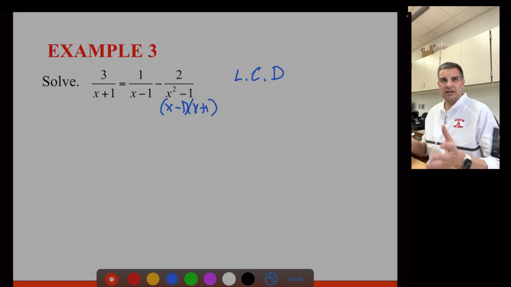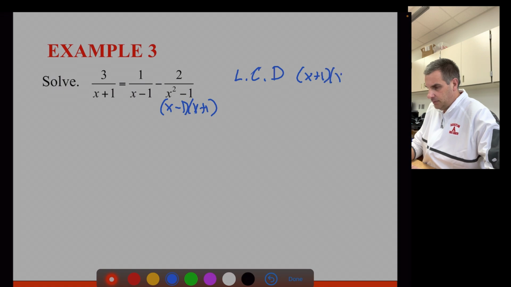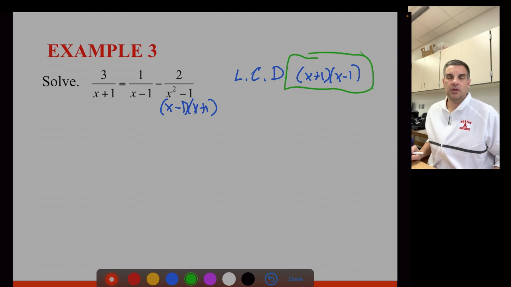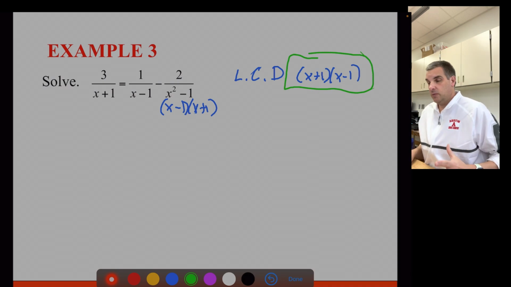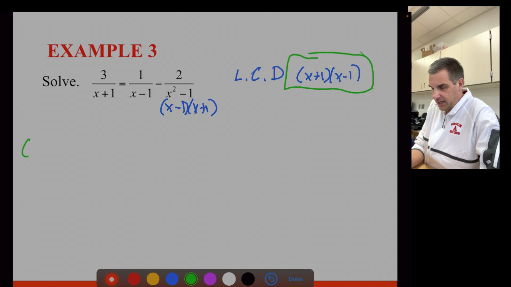So we start out on our left and then go to our right. So x plus 1, x minus 1, and then we've got x plus 1 and x minus 1 repeated. So that's going to be my least common denominator. To solve equations, then we have to take each term times that. So I'm going to take x plus 1, x minus 1 times 3 over x plus 1.